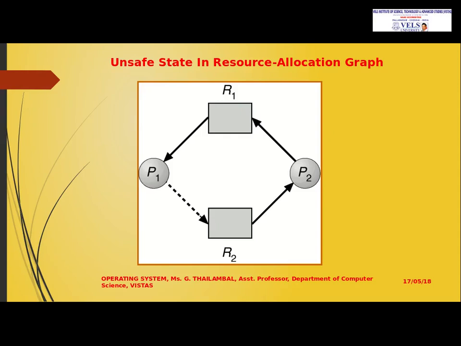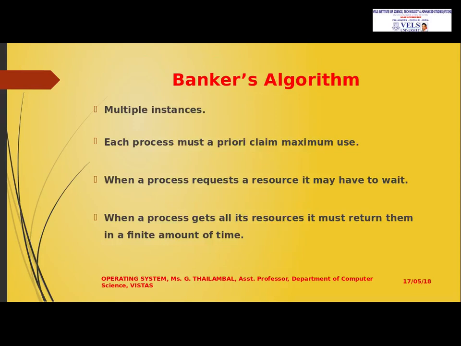The OS will know that, and for that it uses an algorithm called Banker's algorithm. Banker's algorithm is mainly used when a resource has multiple instances, where a deadlock can definitely occur. It uses Banker's algorithm to check, and it needs prior information about the resources. The process needs to give prior information about the resources, and whenever a process requests a resource, it cannot be allocated immediately.